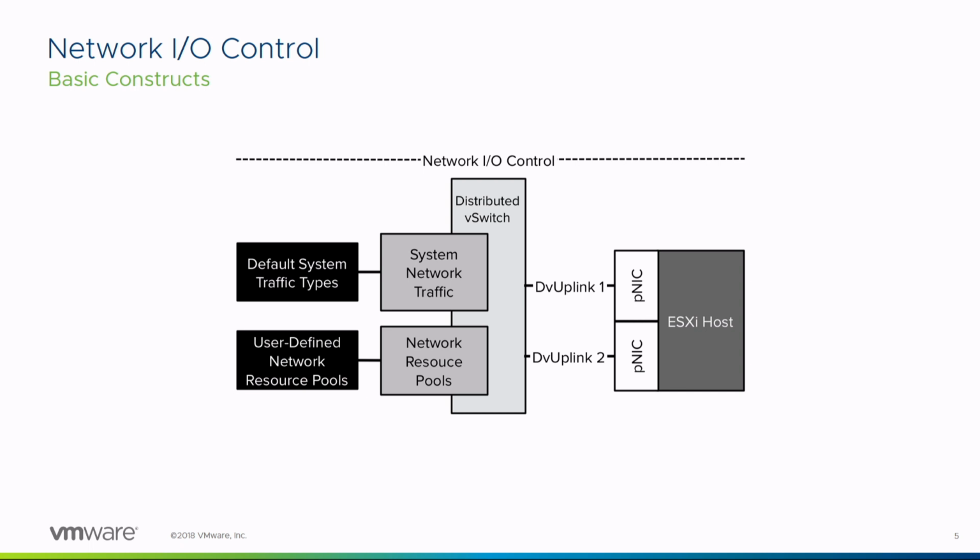So when you create a distributed vSwitch in your virtual data center, network I/O control is actually flagged to enable by default, and it's only available on a distributed vSwitch. Now what we have by default is system network traffic types, and those are default. There's not anything that we can configure or add on that part. And we have the user-defined network resource pools.